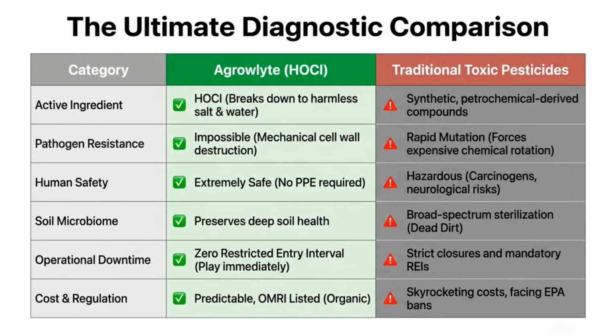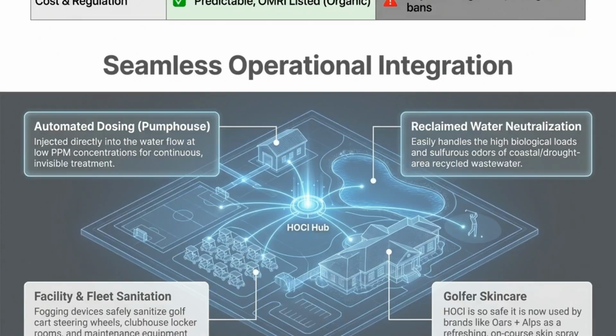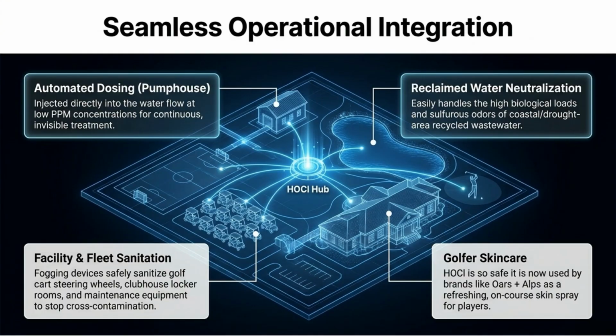A comparison shows Agrowlyte's advantages. Its active ingredient breaks down safely, pathogen resistance is impossible, it's extremely safe for humans, preserves the soil microbiome, and allows immediate play. Agrowlyte allows seamless operational integration through automated dosing in the pump house and neutralization of reclaimed water. It also supports facility and fleet sanitation and is safe enough for golfer skincare.